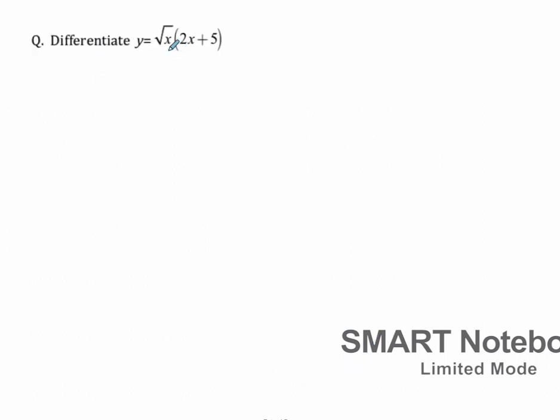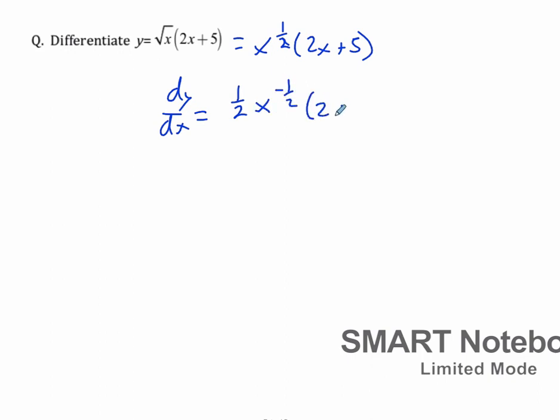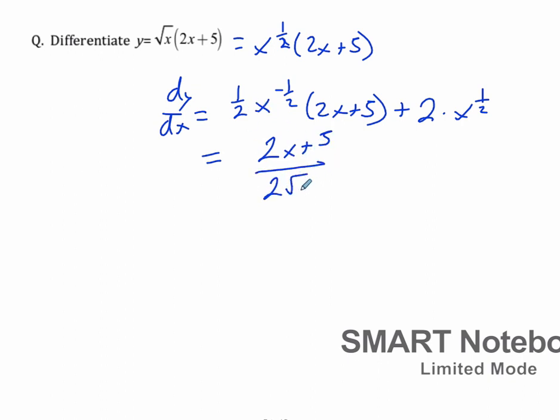Okay. Now this one here, we could expand and get the derivative that way, or we can just use the product rule. Let me rewrite that first as x to the power of half times (2x plus 5). So using the product rule, this is going to be the derivative. We'll get the derivative of x to the power of half, which is half x to the power of negative half, times (2x plus 5), plus the derivative of this, which is 2 times x to the power of half. And I can rewrite this a bit. That's going to be (2x plus 5) over 2 root x, plus 2 root x.